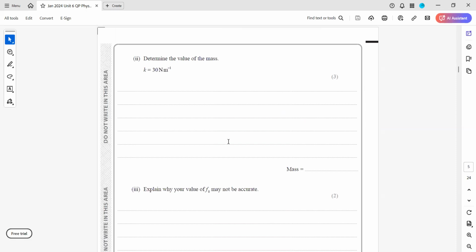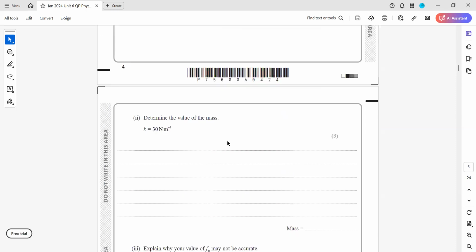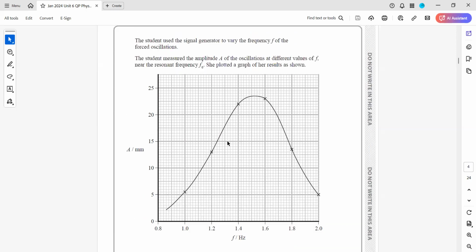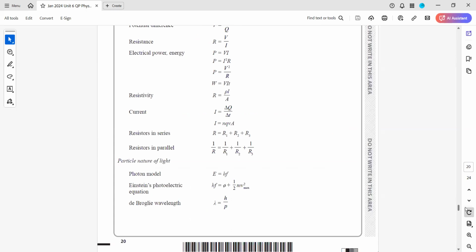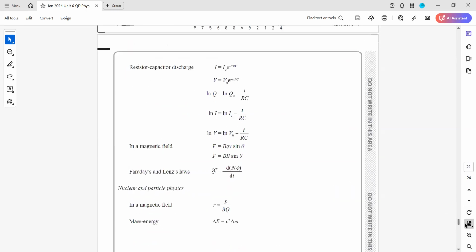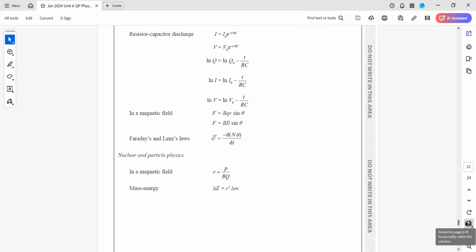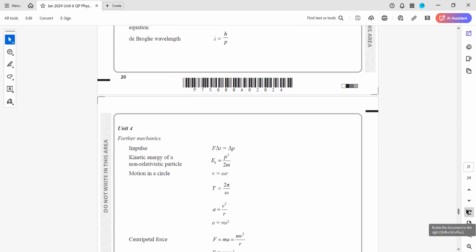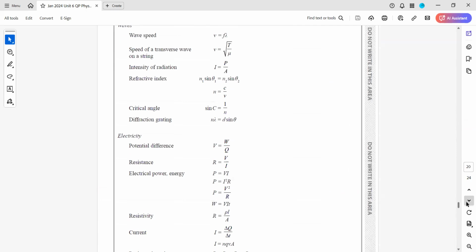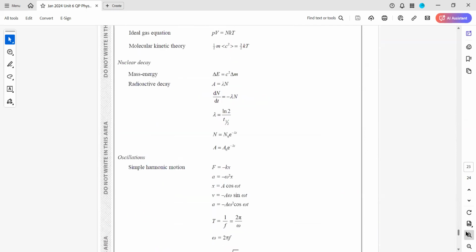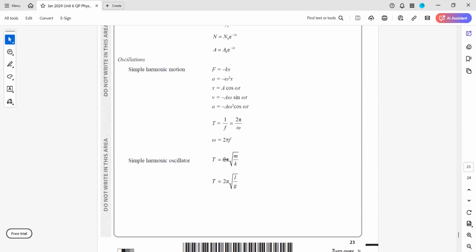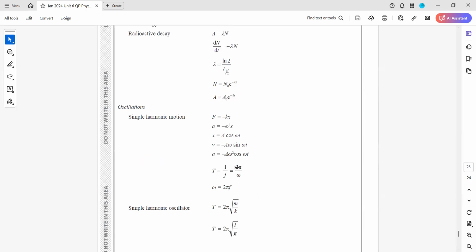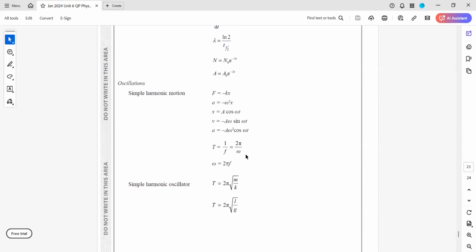Then determine the value of m, where k is given. As you can see, the formulas are given. You have the formula which relates the time period for an object vibrating to the resonant frequency. This is unit 2. T is equal to 2 pi root m over k. So we need the value for m.